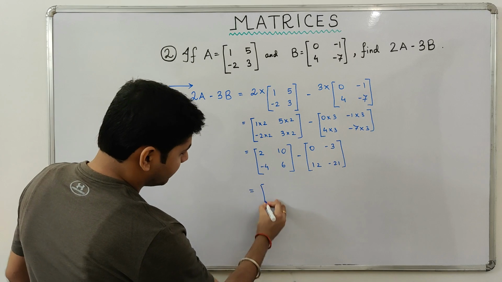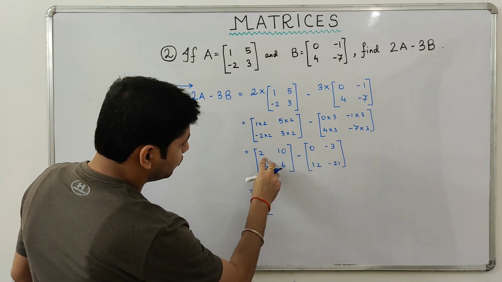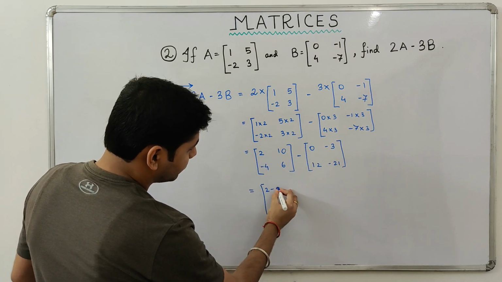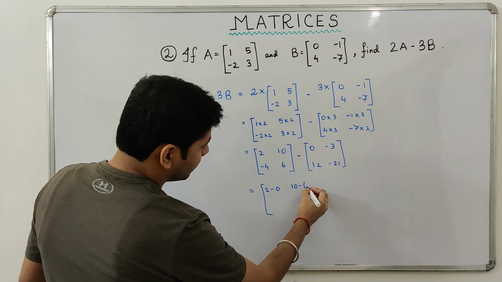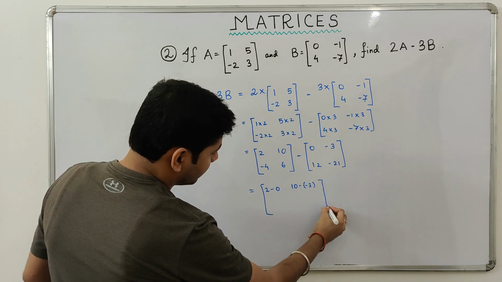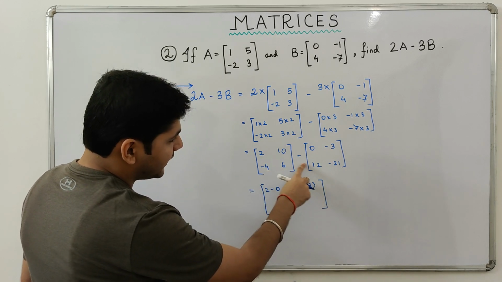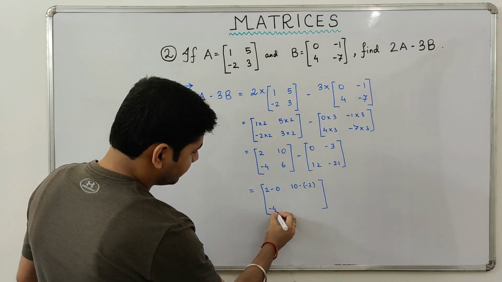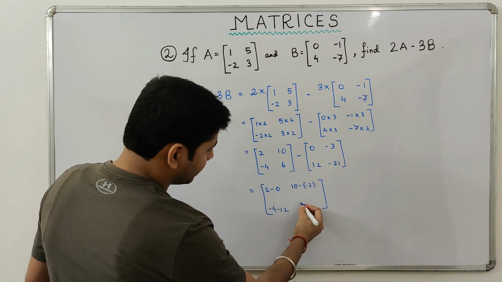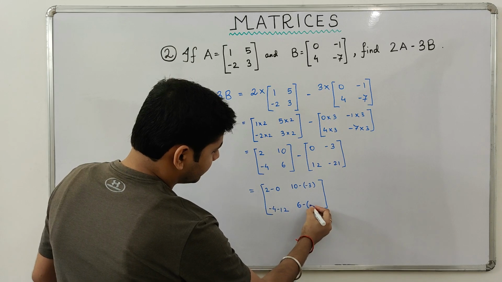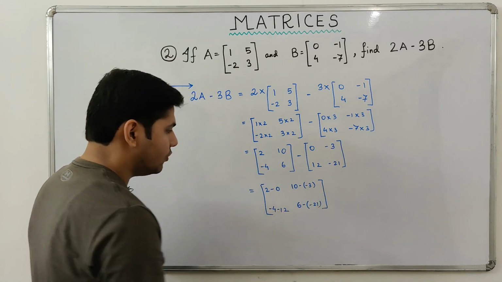So we have 2 minus 0, 10 minus of minus 3, minus 4 minus 12, 6 minus of minus 21. So what do we get?